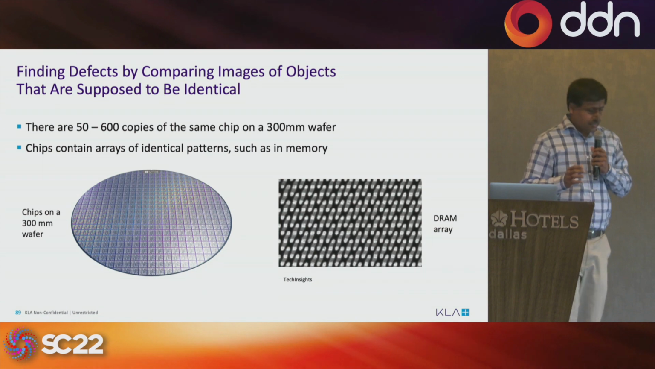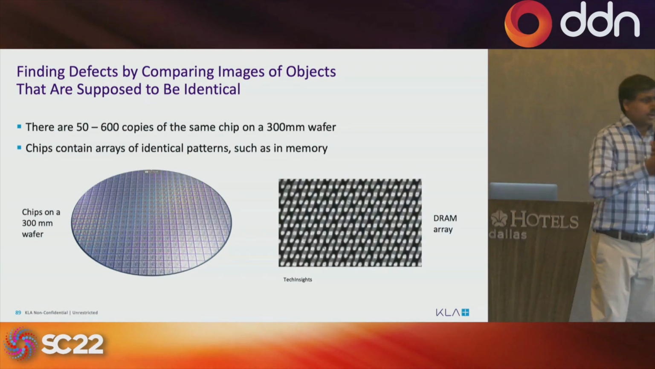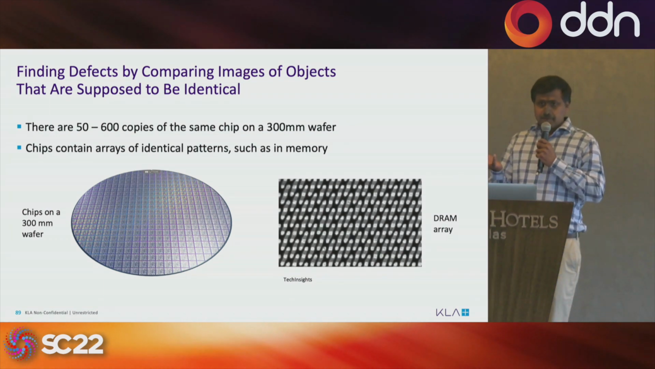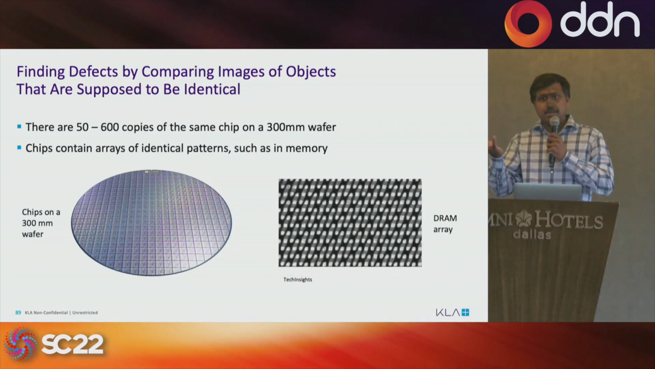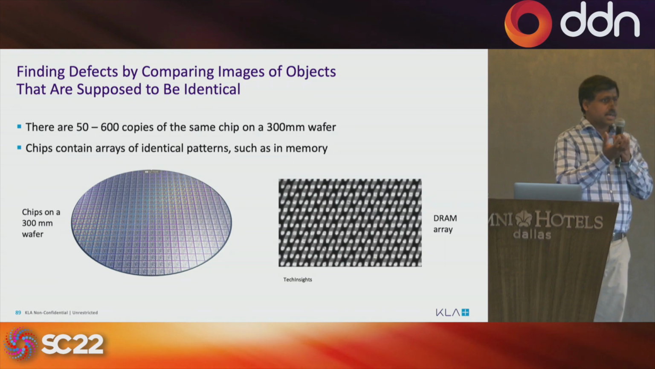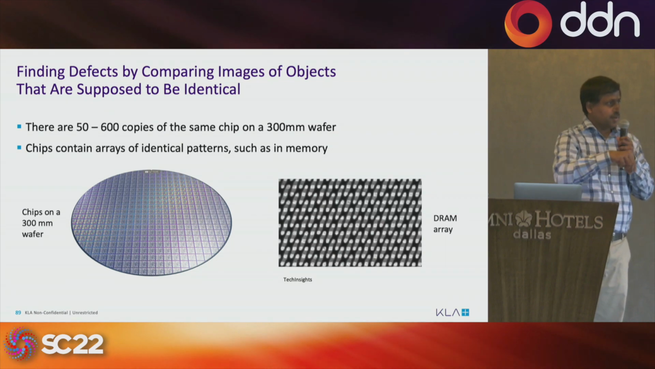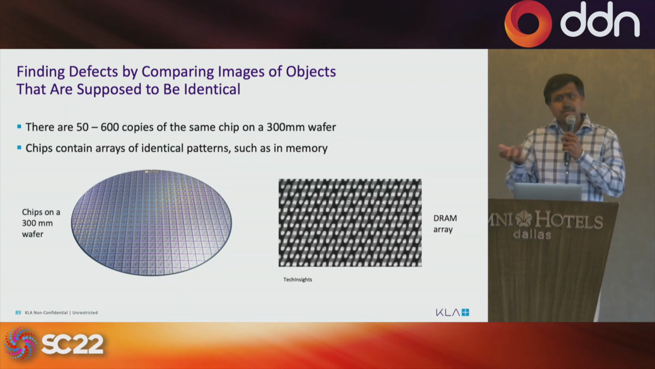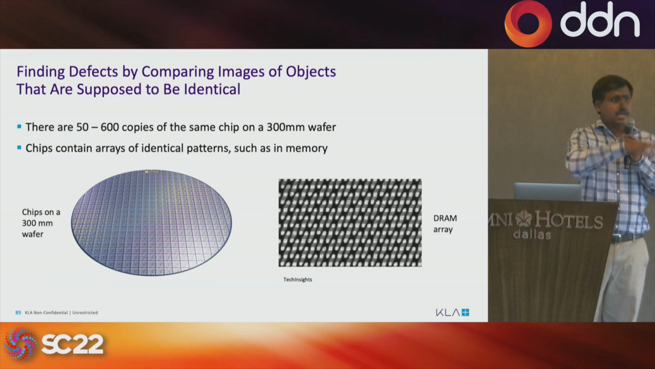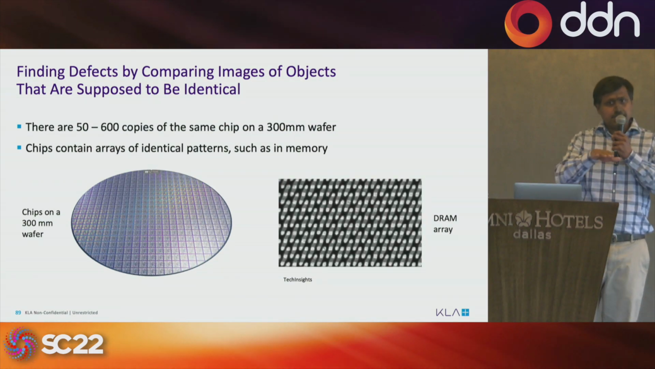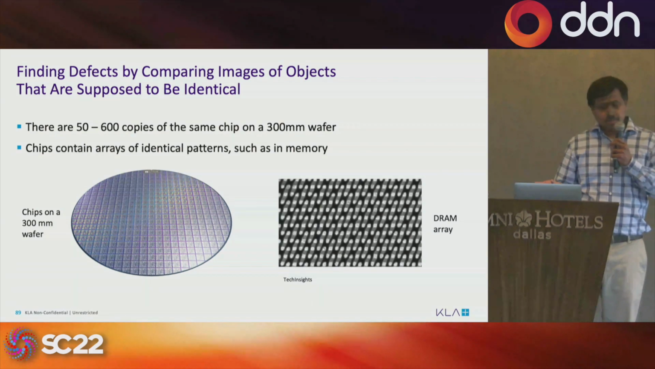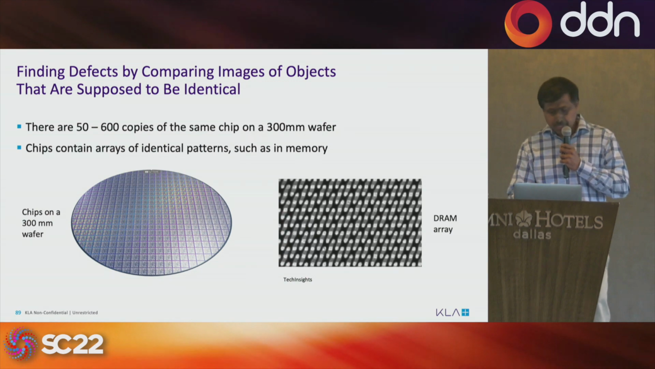So here is an example of the algorithm, the kind of approach that we take to find defects. If you take a wafer of 300 millimeters in size, as I said, there would be roughly about 600 chips or 600 dies printed on that wafer. Most of them would be identical, right? Our goal would be to start taking pictures of adjacent dies and comparing them. That's one easy approach, a simple approach that we take.